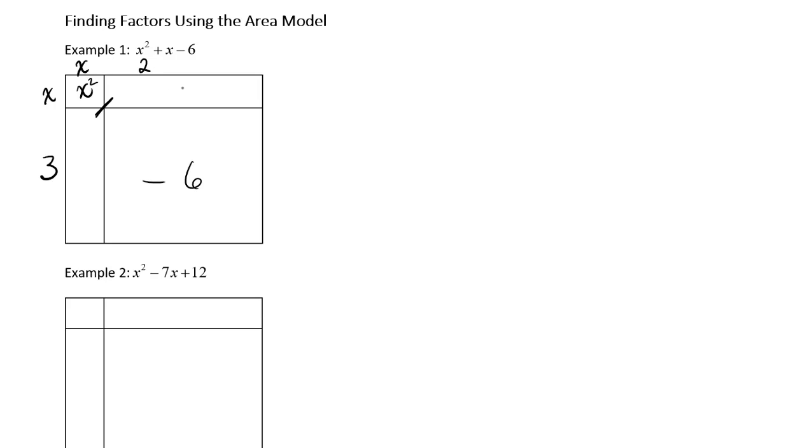If I want the two terms on the side to add up to a +x, that means that the bigger area has to be 3x. So I need the left side to be +3 and the horizontal top part to be a -2. So I've now found the binomials that I need for this factorization.